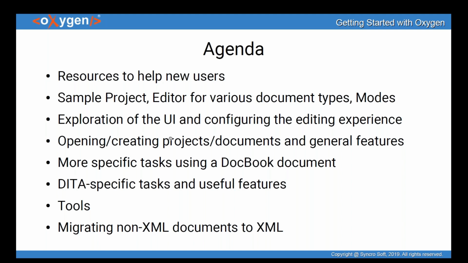Then I'll show you some more specific tasks using generic DocBook documents, and many of these things will be similar in various document types. And since DITA is probably the most popular XML authoring format, I'll show you some tasks, features, and actions that were implemented specifically for DITA users. I'll briefly show you a few commonly used features in the tools menu, and last I'll show you some ways to migrate non-XML documents to XML, since this is one of the most commonly asked questions for users that are new to Oxygen or XML.